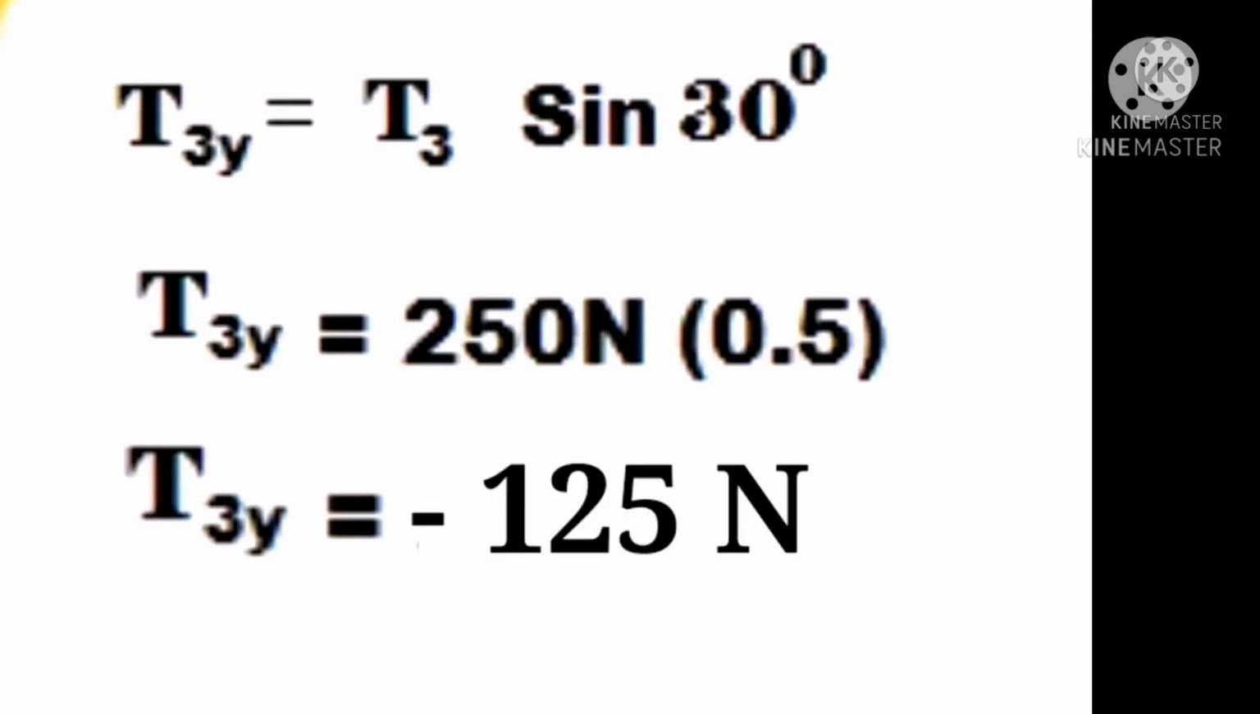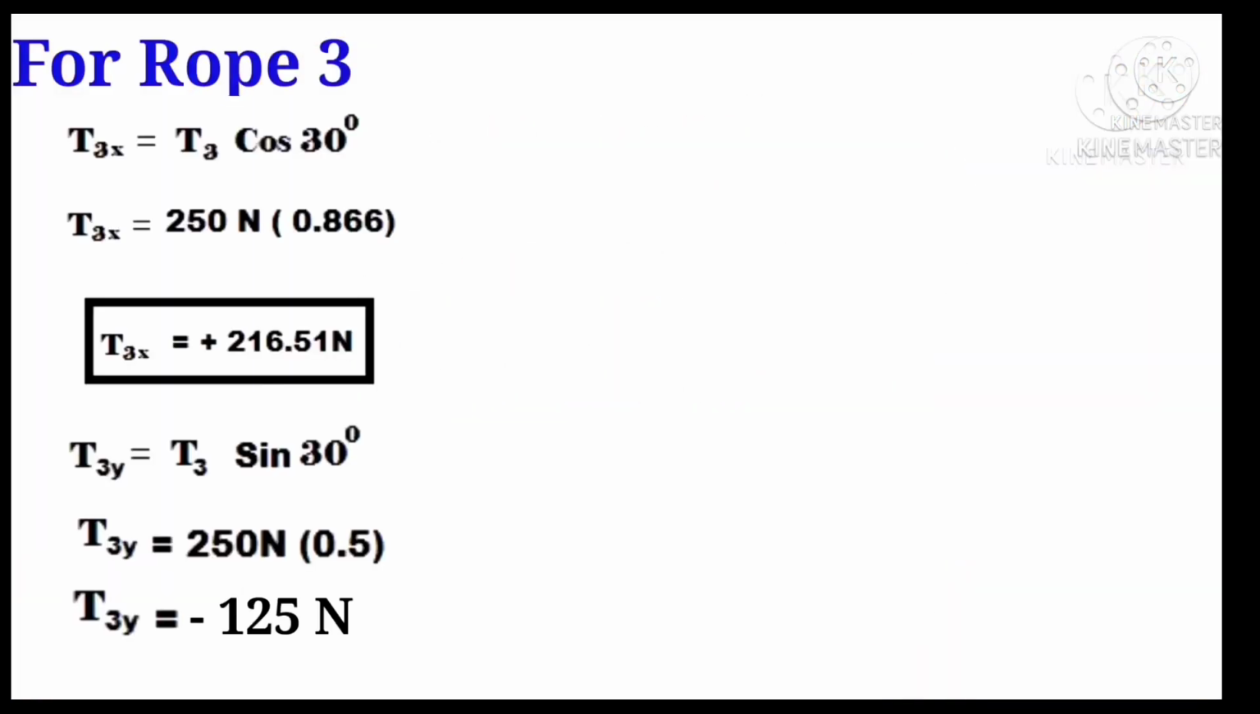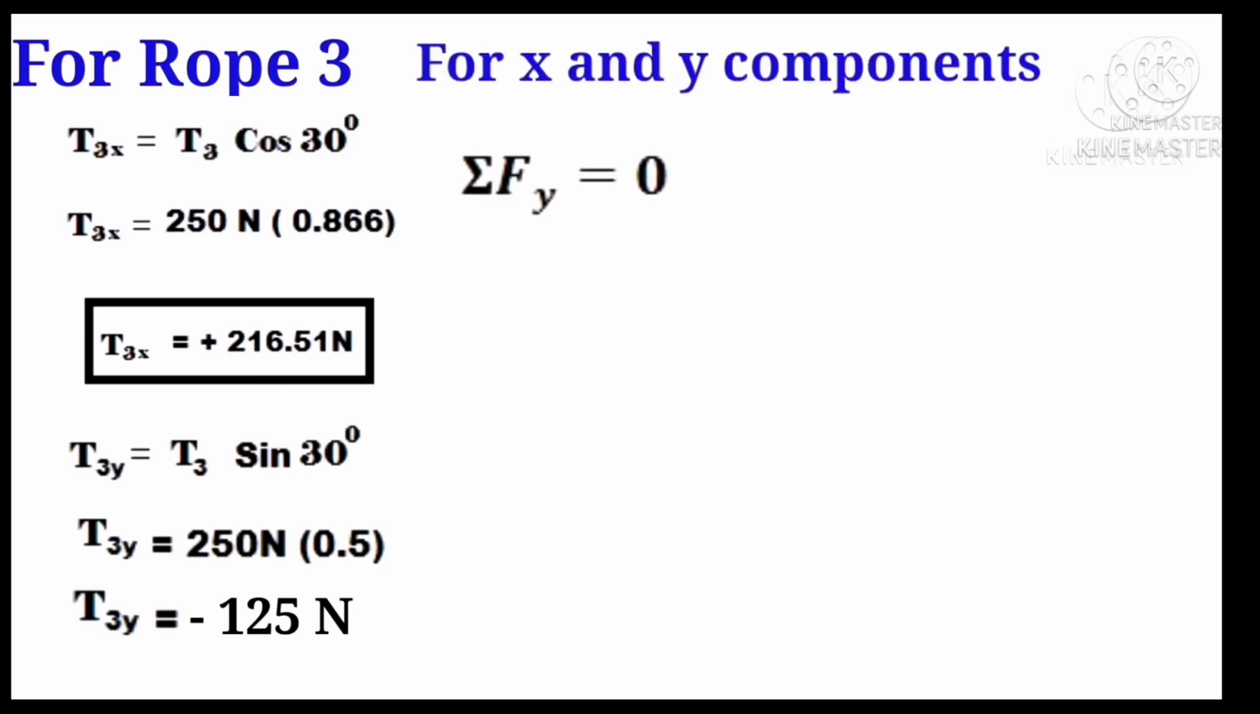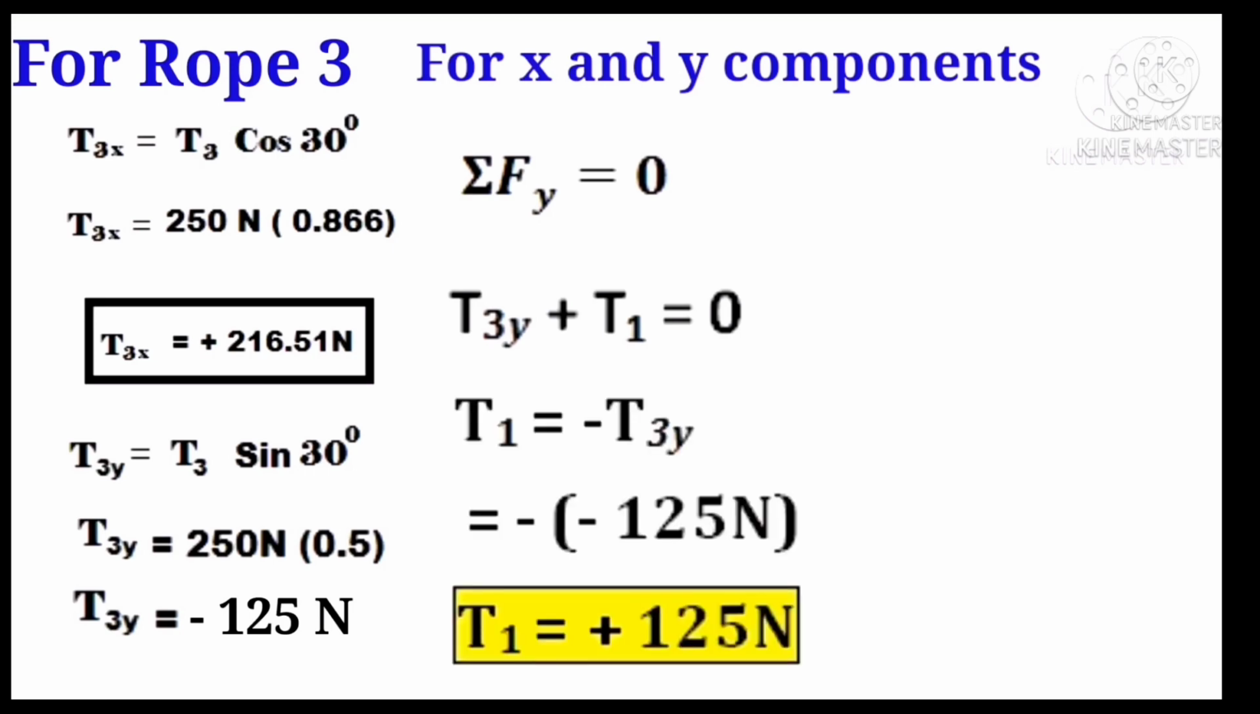So, we can now solve for the tension in ropes 1 and 2. Since there is no motion along the vertical, the sum of all the forces along the vertical must be zero. Then we can say that T3y plus T1 equals zero. T1 is equal to negative T3y. Then we substitute the value of T3y, which is negative 125 newtons. So our answer is positive 125 newtons. This means that the tension in rope 1 has a magnitude of 125 newtons directed upward.